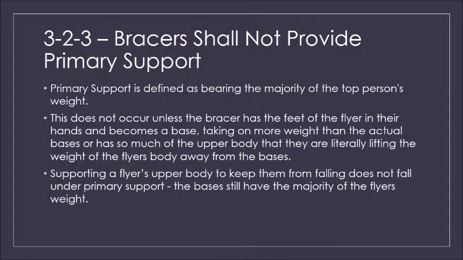Rule 323 involves bracers that should not provide primary support. Please note that primary support is defined as bearing the majority of a top person's weight. This does not occur unless the bracer has the feet of the flyer in their hands and becomes a base, taking on more weight than the actual bases, or has so much of the upper body that they are literally lifting the weight of the flyer away from the bases.